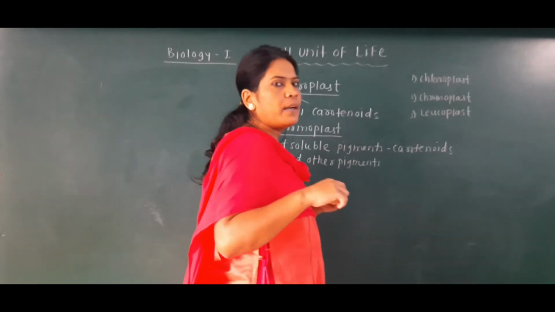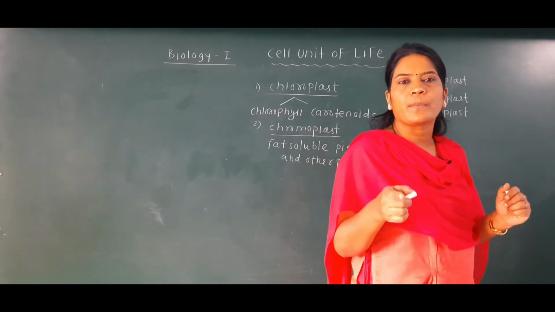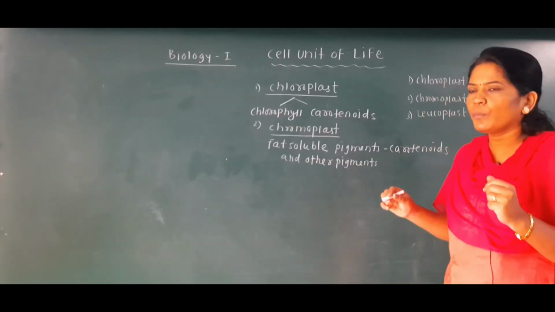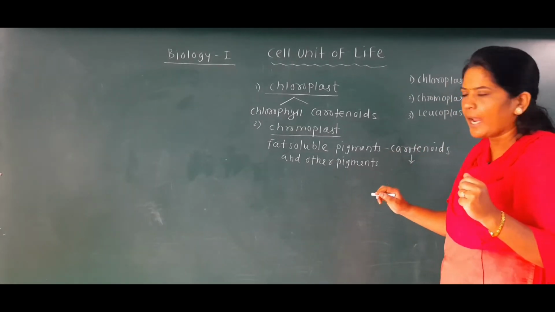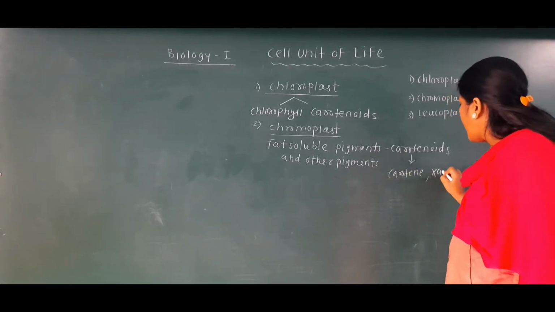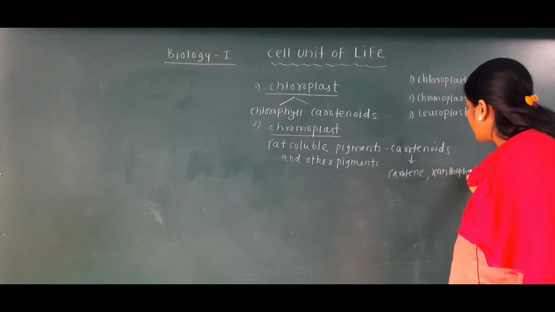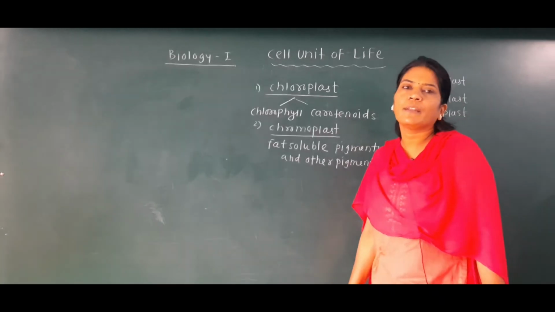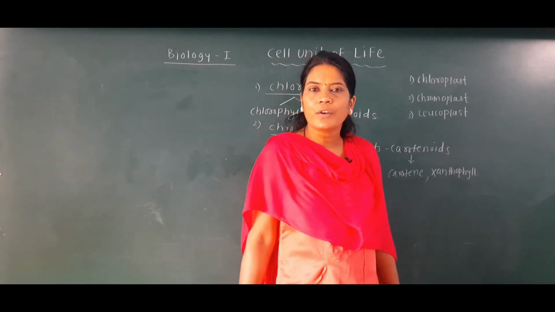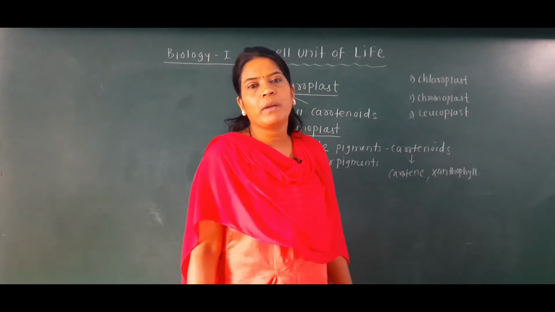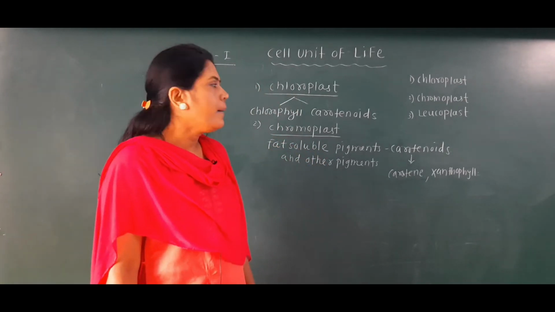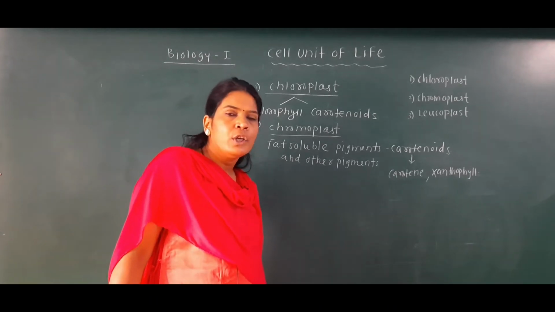The fat soluble carotenoid pigments present inside the chromoplast are of two types. One is called carotene, and the other is called xanthophyll. So carotene and xanthophyll are the two pigments which are together called the carotenoids, and they are present inside the chromoplast, which is another type of plastid present inside the plants and some euglenoids.